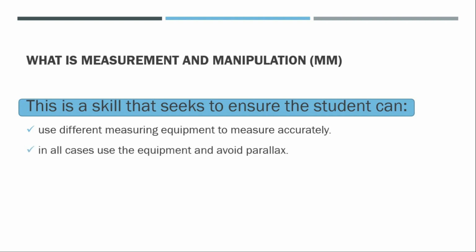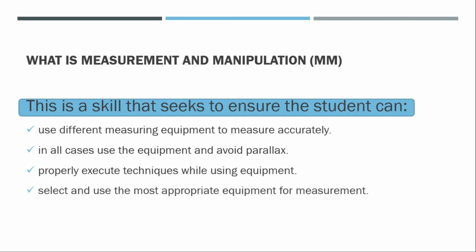Students are also supposed to, they should be able, in all cases, to use the equipment to avoid parallax. And parallax is an error in measurement that we will look at later in this tutorial. They should be able to properly execute techniques while using equipment. Select and use the most appropriate equipment for measurement. Record measurements using appropriate SI units.